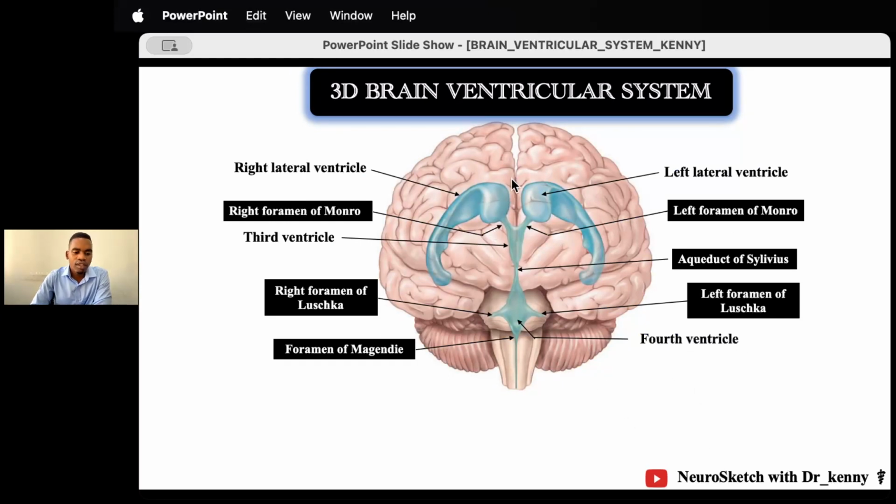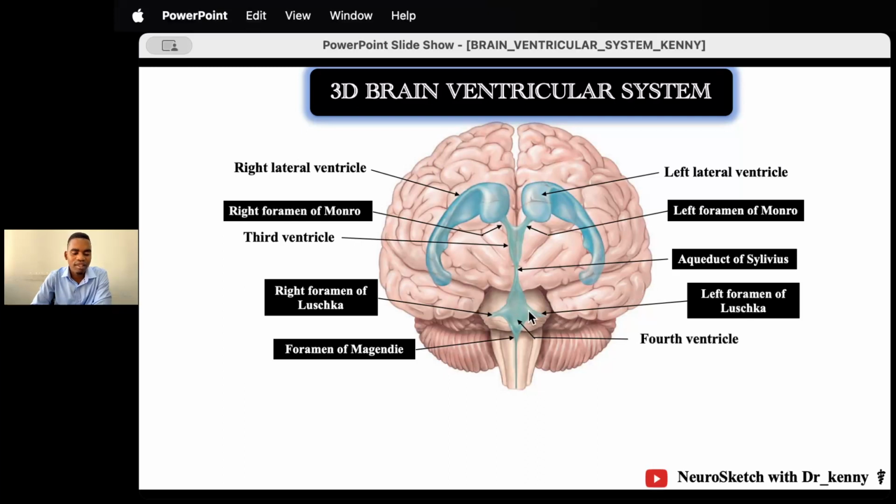Let's have a different view to get what I'm emphasizing here. If you take a 3-dimensional view, this is the right lateral ventricle and this is the left lateral ventricle. I've told you the lateral ventricles are communicating with the third ventricle by the so-called interventricular foramina or the foramina of Monro. So we have the left foramen of Monro and the right foramen of Monro. They are emptying fluid into the third ventricle, and then from the third ventricle, this fluid goes to the fourth ventricle by the aqueduct of Sylvius, or aqueduct of the midbrain, or the cerebral aqueduct.